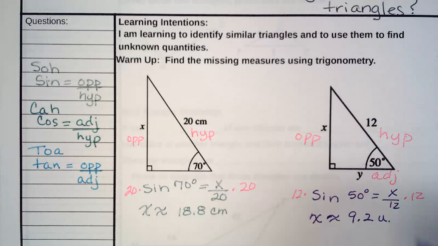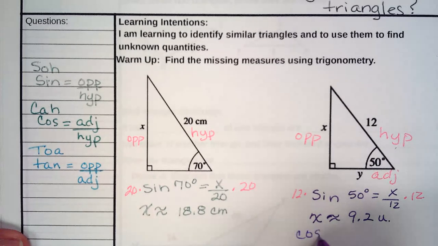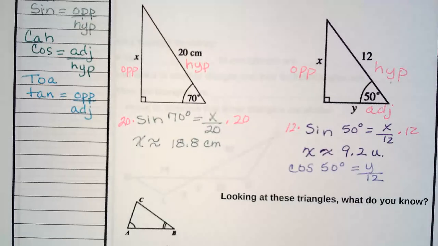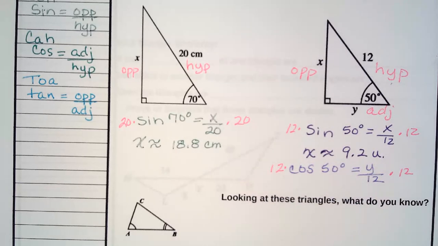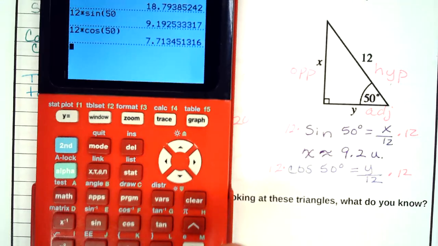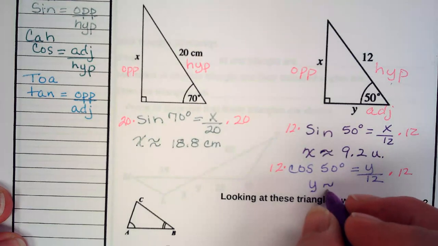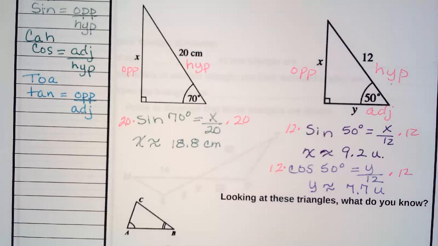Okay, for y, this time we've got the adjacent and the hypotenuse. That's your cosine. So the cosine of 50 degrees is equal to y divided by 12. You still multiply both sides by 12. Twelve times the cosine of 50. And I end up with 7.71. So y is about 7.7 units. We don't know what units it's in, but we need to identify.